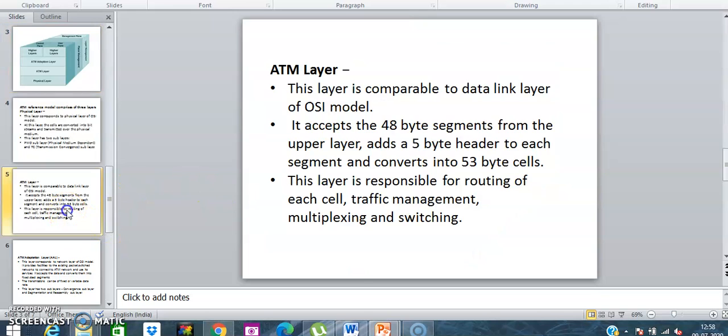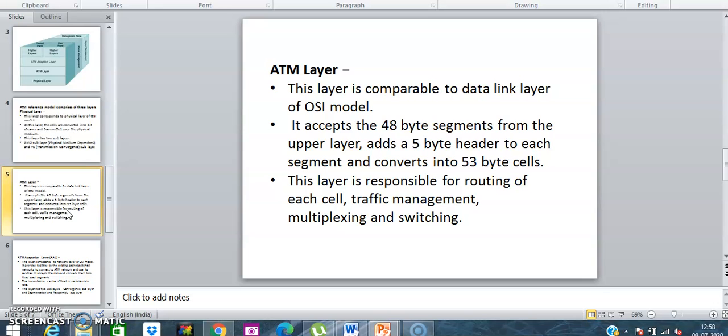It accepts 48-byte segments from the upper layer, adds a 5-byte header to each segment, and converts them into 53-byte cells. This layer is responsible for routing of each cell, traffic management, multiplexing and switching.